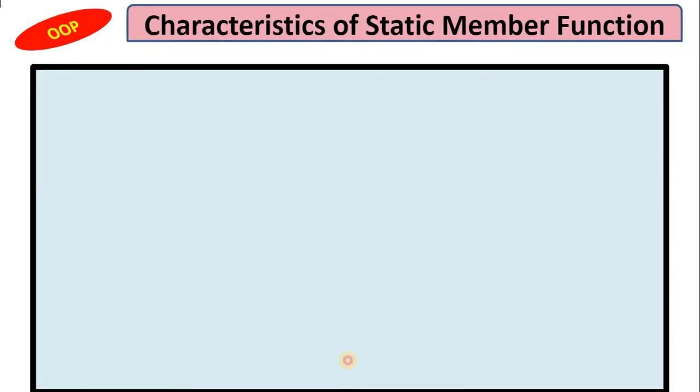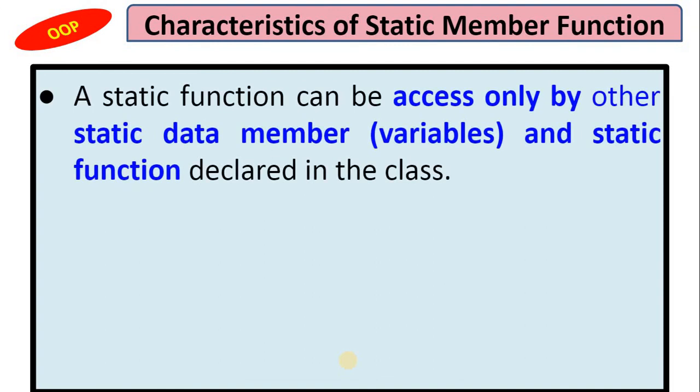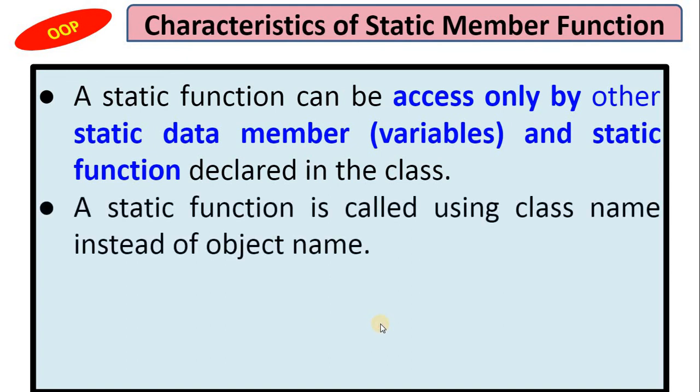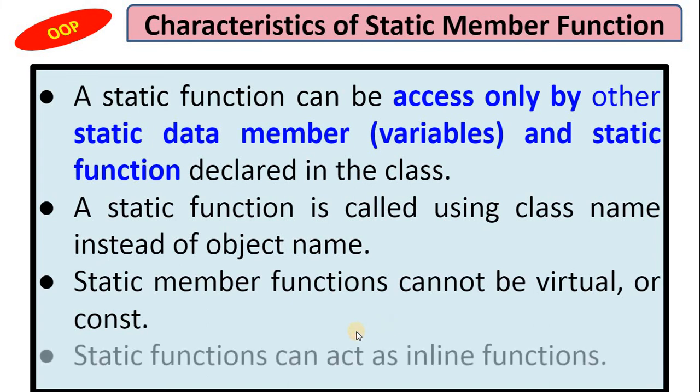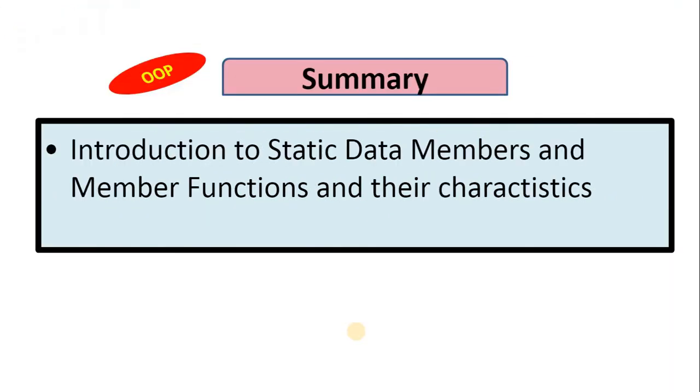So again, characteristics of static member function: a static function can be accessed only by other static data members and other static functions declared in the class. It is called using the class name instead of an object name, and static member functions cannot be virtual nor can they be constant functions. And static functions can act as both inline functions as well as functions outside the class. If it is defined inside the class, it is an inline function.